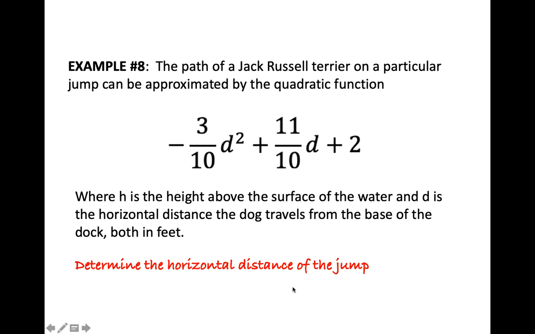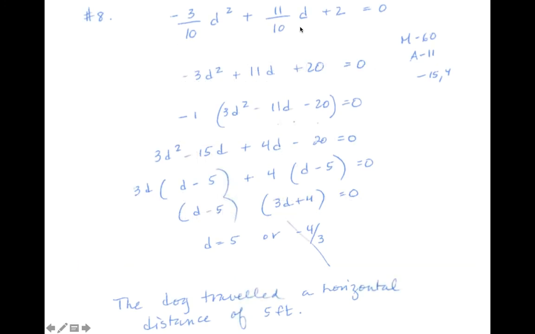So it says determine the horizontal distance of the jump. In other words, how far does this dog go? Obviously, he's starting 2 feet above the water, but we want to find those lovely x-intercepts. And so I'm going to use my regular factoring methods. I'm going to multiply by 10 to get rid of this fraction. I'm going to divide by a negative because that's a nasty one. And then I go ahead and use my decomposition method.